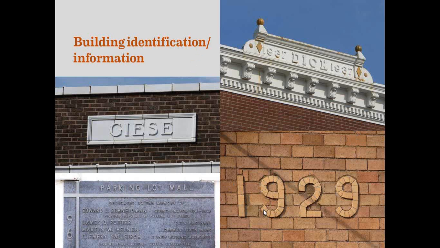And then cornerstones and various commemorative plaques, when they identify a place or provide us information about the building or a particular place, are also considered signs. And this one was rather interesting because it's from 1961, so it's over 50 years old, and it identifies a parking lot mall in Quincy, Illinois. So those places are also becoming to be considered historic.